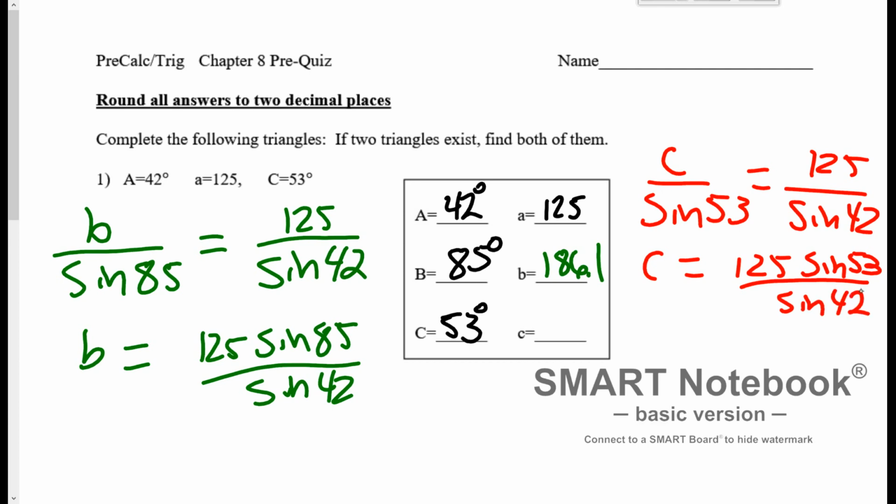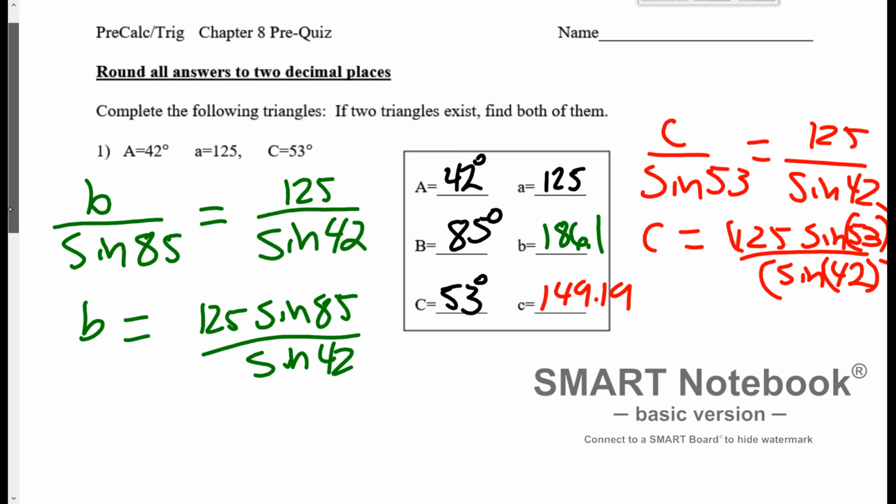So I enter that in my calculator. You've got to be careful when you hit sine. It comes up with a parenthesis, so close that off, and then close this one off. If you want to be really careful, you can put the denominator in parentheses, and then super careful, you can put this in parentheses. All right, so then you get, rounded, 149.19. And so that's how you do law of sines. What I didn't do first is what I'll show you on the next problem.